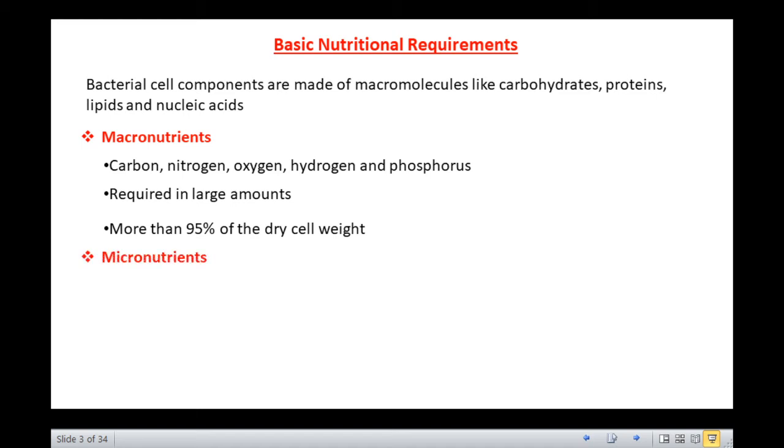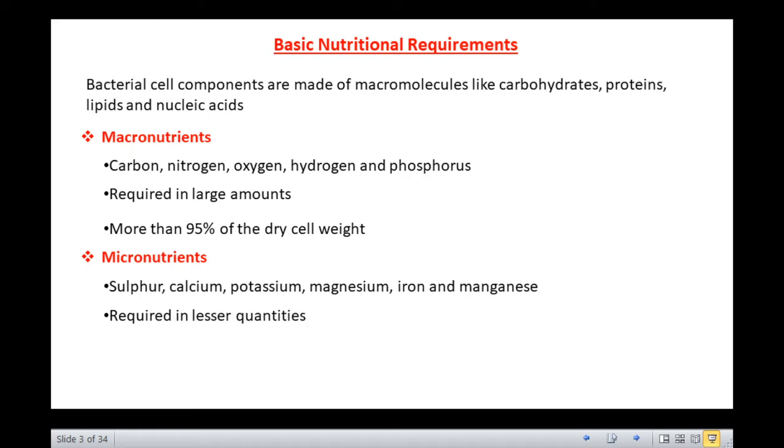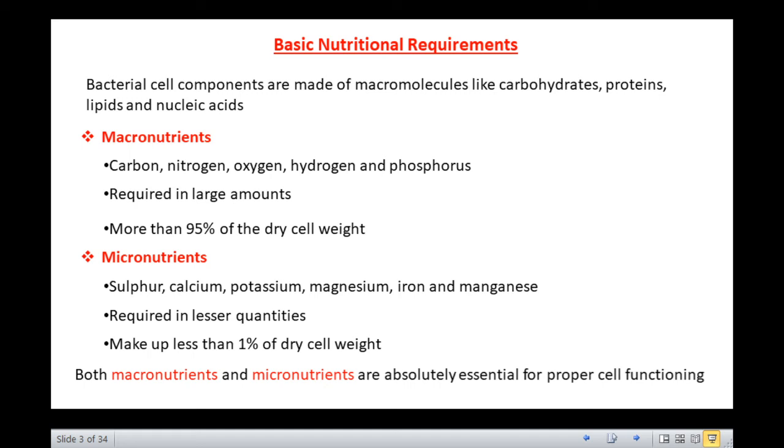Micronutrients are elements like sulfur, calcium, potassium, magnesium, iron and manganese, which are required in lesser quantities and they make up less than 1% of the dry cell weight. Both macronutrients and micronutrients are absolutely essential for proper cell functioning.